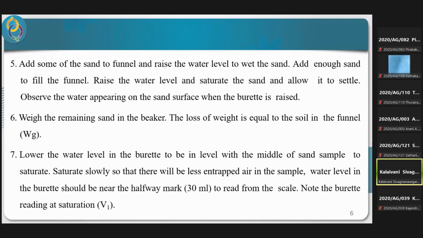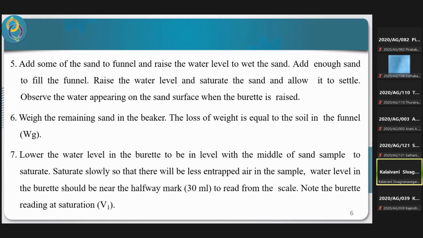Then after, you have to lower the water level in the burette to be level with the middle of the sand sample to saturate. I already told you we can move that water column. So we have to keep that burette level with the middle of the sand sample to saturate that sandy soil.